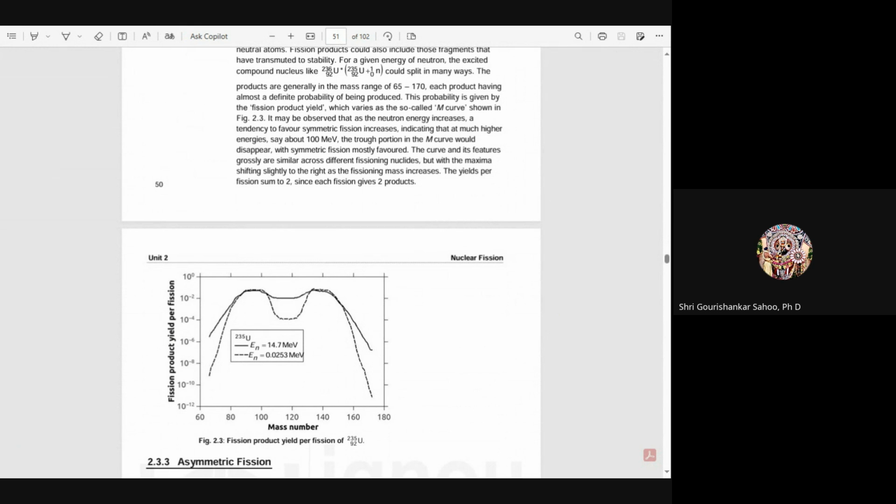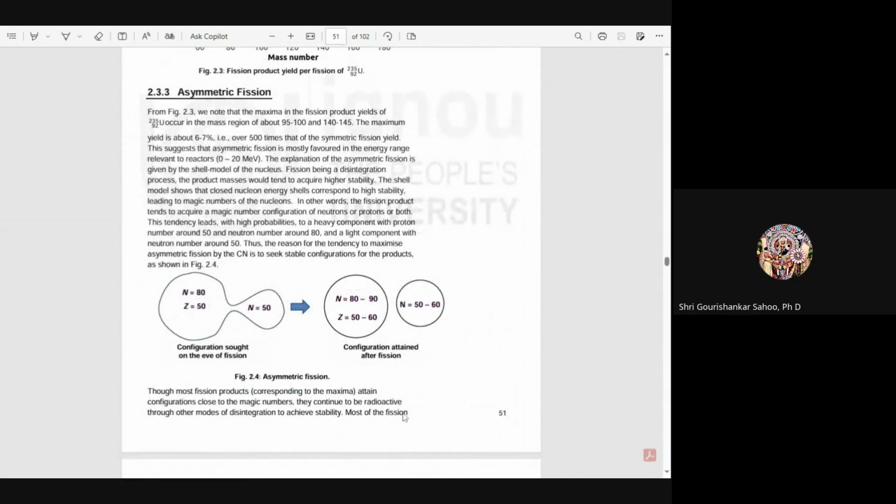And you can see two lines: the dotted line, En equal to 0.0253 electron volt, and the solid line, En equal to 14.7 mega electron volt. On the y-axis, you have fission product yield per fission, and on the x-axis, your mass number. So you can see asymmetric fission on the screen.